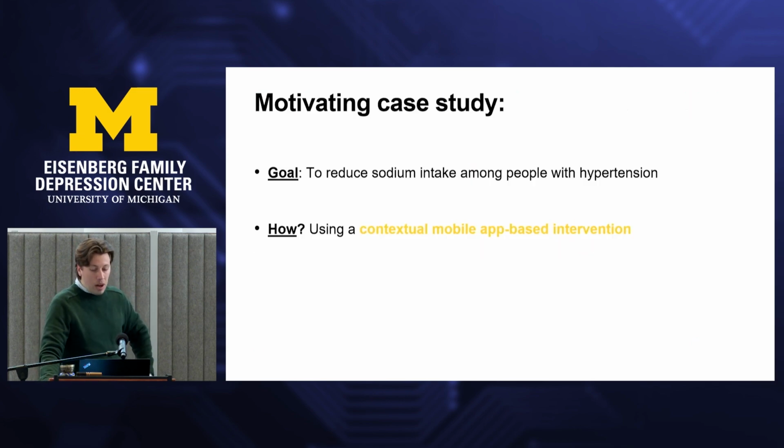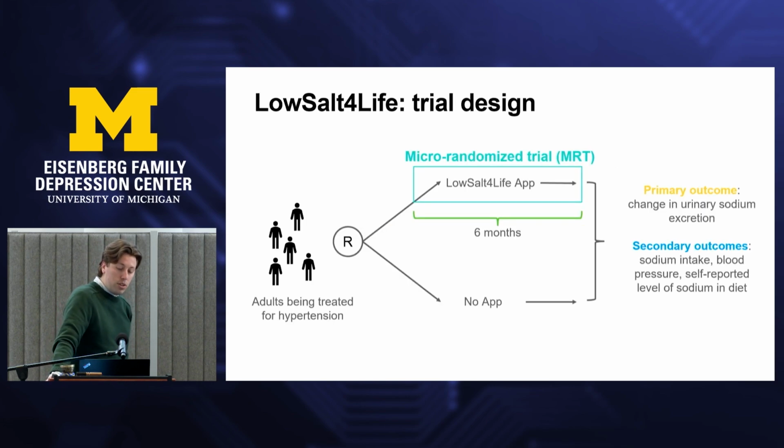So Mike's work is in the area of hypertensive populations and reducing sodium intake. This is the Low Salt for Life app. And here we're building a contextual mobile app-based intervention. The design for Low Salt for Life was a randomization at baseline to a no app and a low salt app for 6 months, where the primary outcome was change in urinary sodium excretion. What I'm going to focus on is a micro-randomized trial embedded in the Low Salt for Life app that tries to target engagement with the Low Salt for Life content. Okay?